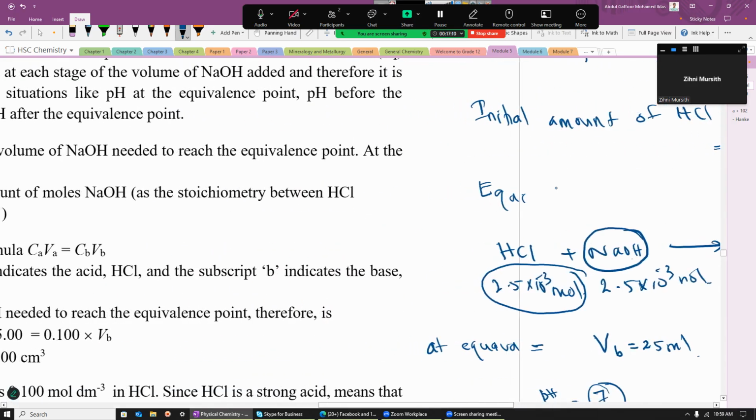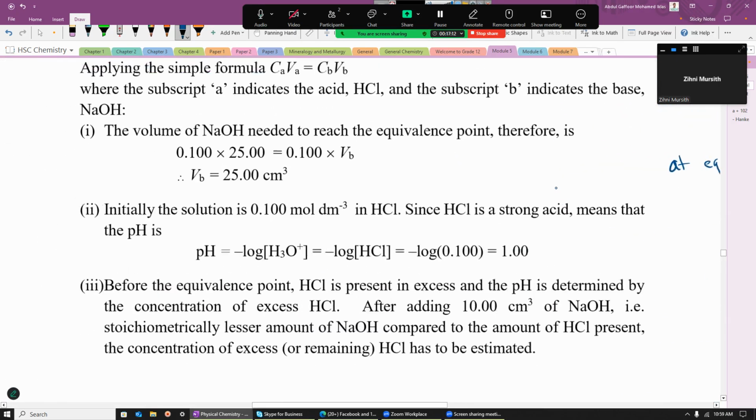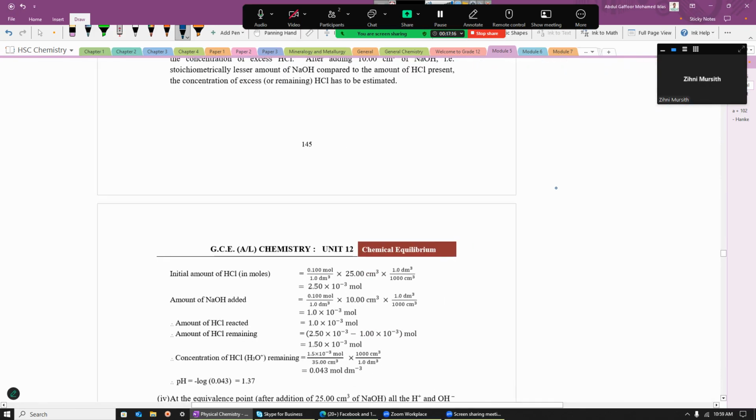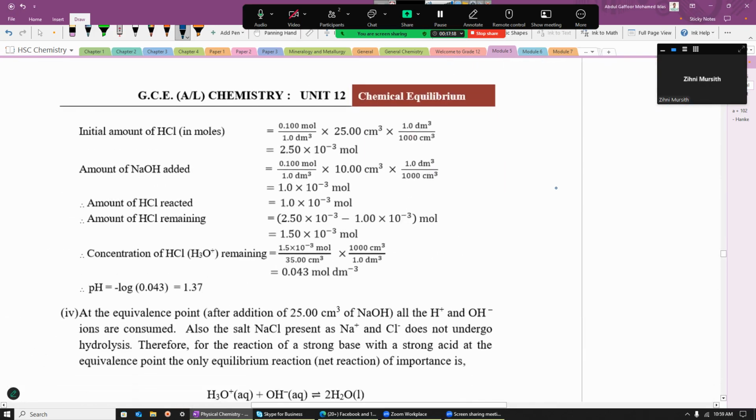And finally, we have to plot this graph. I think I have already explained this, so I will quickly run over it. Now here we have calculated all the values, right? So the initial amount of HCl is 2.5 into 10 power minus 3 mole, and the amount of NaOH added.